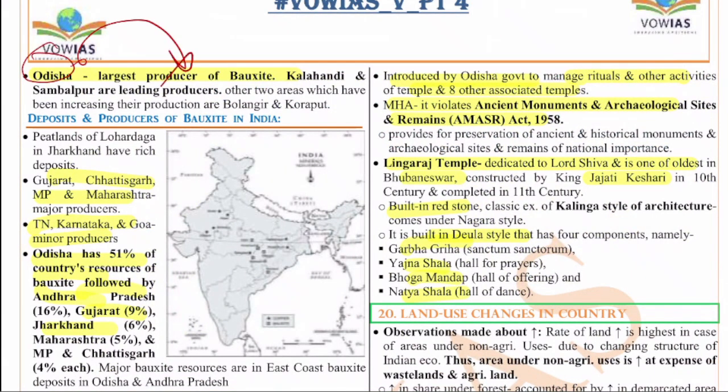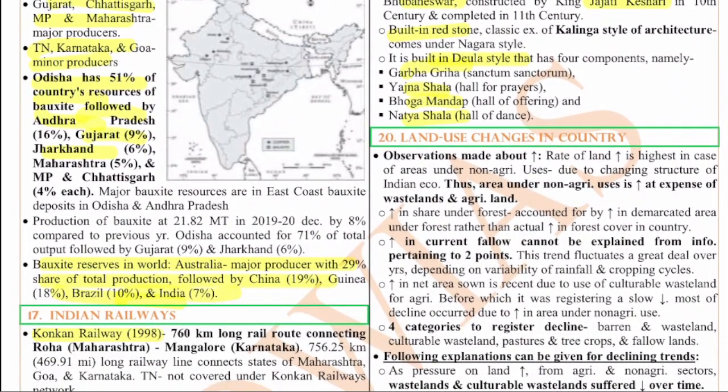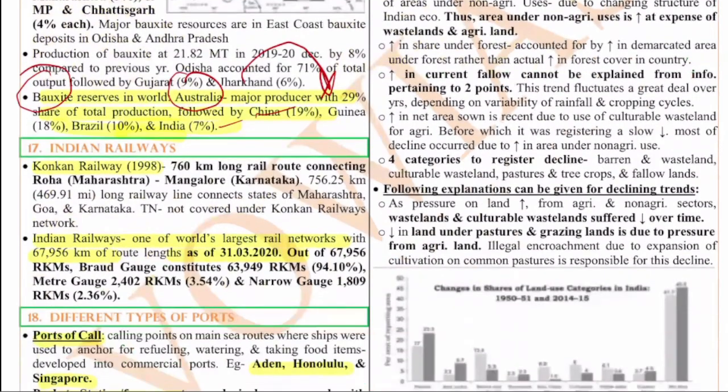Remember this, Odisha is the largest producer, and if you see the bauxite reserves of the world, Australia is the major producer. In India, Odisha is the largest producer. In the world, Australia is the largest producer, followed by China, Guinea, Brazil and India. This is about bauxite.